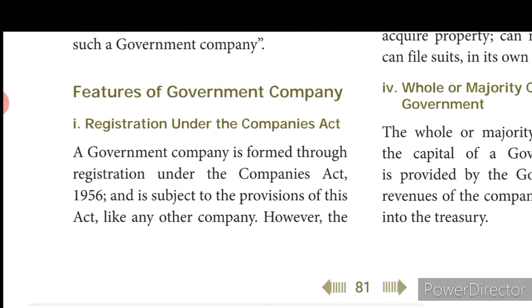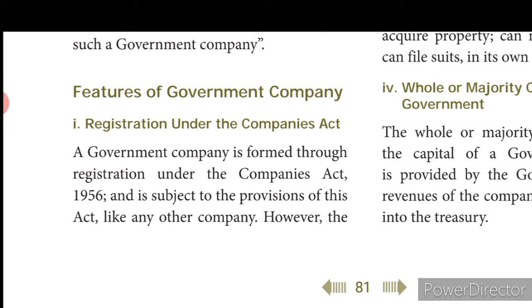Features of a government company. First, registration under the Company Act. A government company is formed through registration under the Company Act of 1956, and is subject to the provisions of this act. So that is what a government company is.